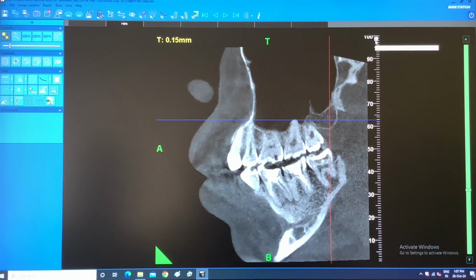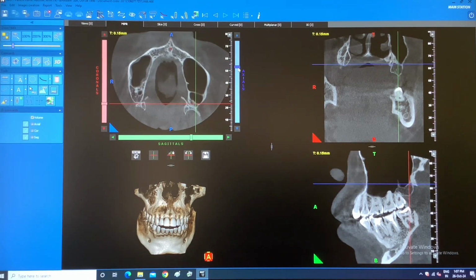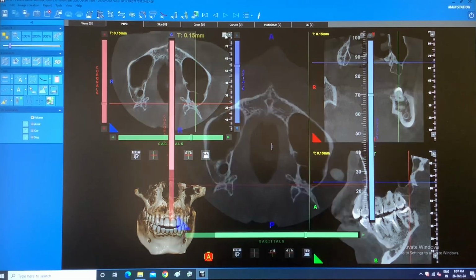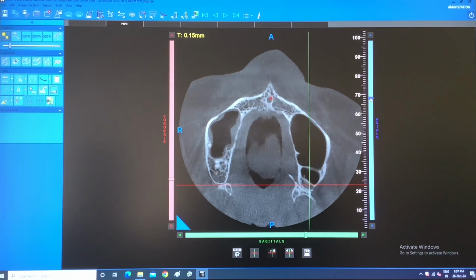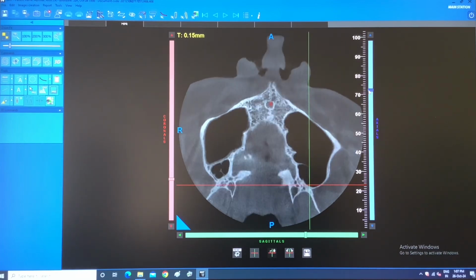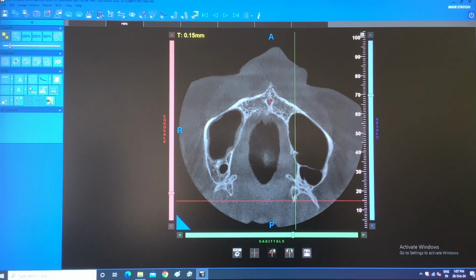It is seen in a way similar to IOPA radiograph. And distal to the tuberosity, you have the pterygoid plates, and you can appreciate the pterygoid plates very clearly from the axial slice. This is the lateral pterygoid plate, this is the medial pterygoid plate, and extending from the medial pterygoid plate is the pterygoid hamulus.